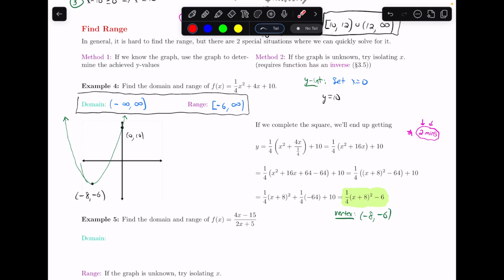We're not always able to do that. It turns out that in order to be able to do that, it'll typically require that my function has what's called an inverse, and we'll learn more about that in a later section. But let's get into an example.